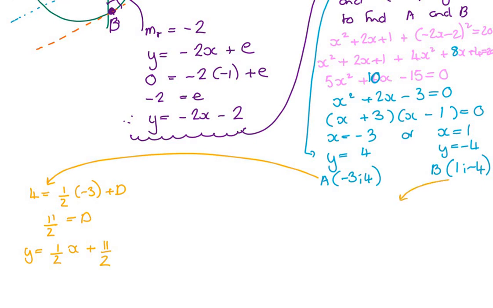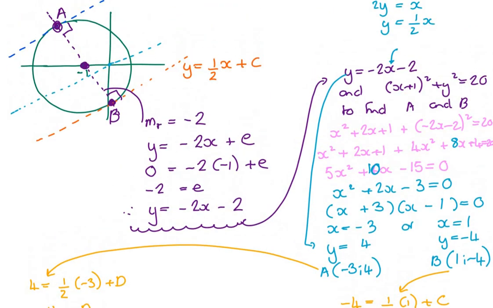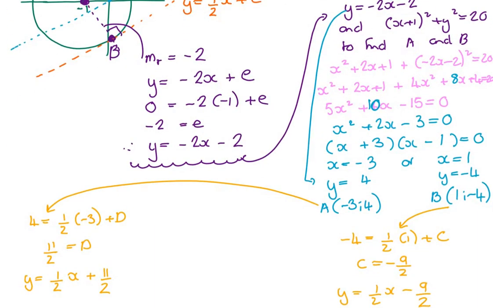And for this one over here, I get y, which is negative 4, is equal to a half x plus c. So here I get c is negative 9/2, and so y is equal to a half x minus 9/2. And if I look at my picture, both of those seem plausible: negative x-intercept for the orange line, negative y-intercept for the orange line, and positive y-intercept for the blue line. So those all look possible.